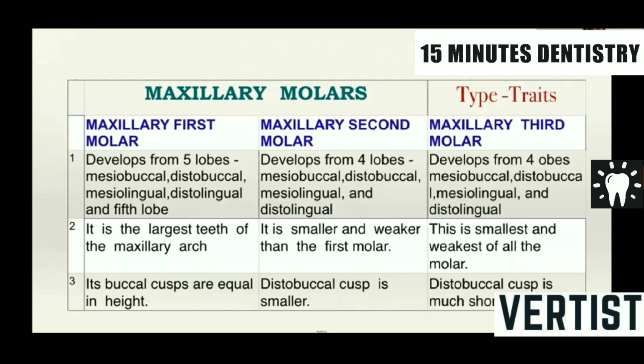There are a number of maxillary type traits, the differences between first, second, and third molars. Like, how do they develop? The first molar develops from 5 lobes. It is the largest tooth in the arch. The buccal cusps are of equal height. The second molar develops from 4 lobes. It is smaller. The distobuccal cusp is the smallest. And third molars also develop from 4 lobes.